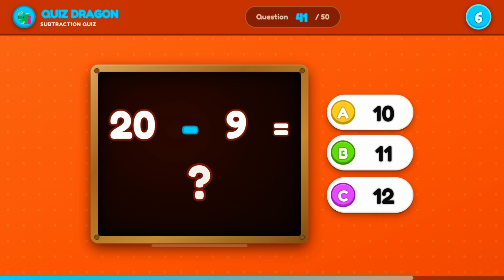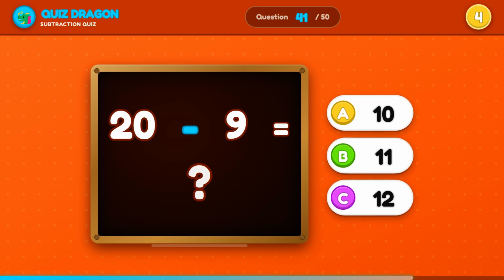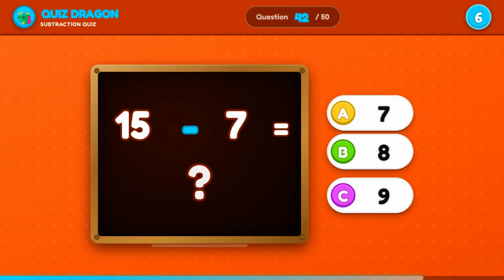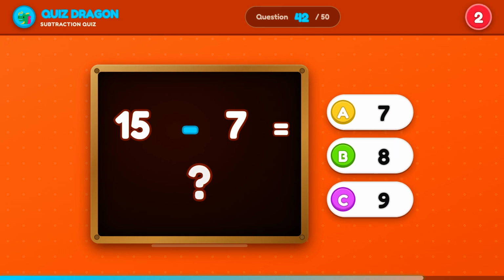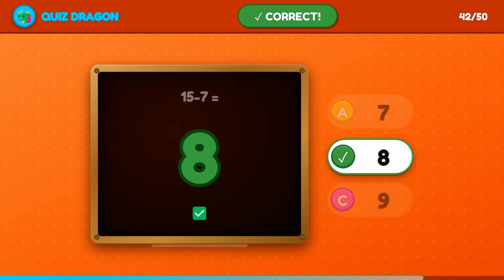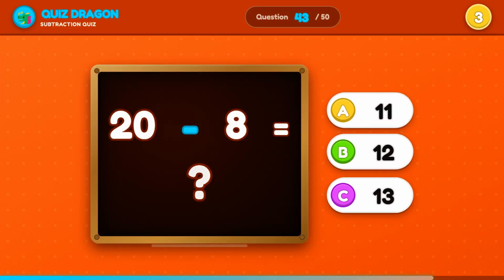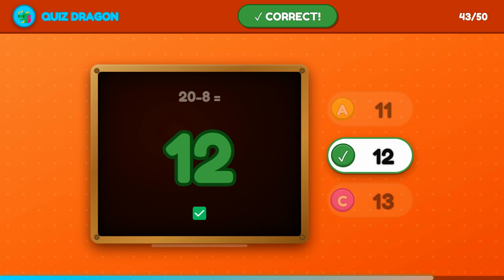Almost done. Question 41. What is 20 minus 9? The correct answer is B, 11. Question 42. What is 15 minus 7? The correct answer is B, 8. Question 43. What is 20 minus 8? The correct answer is B, 12.